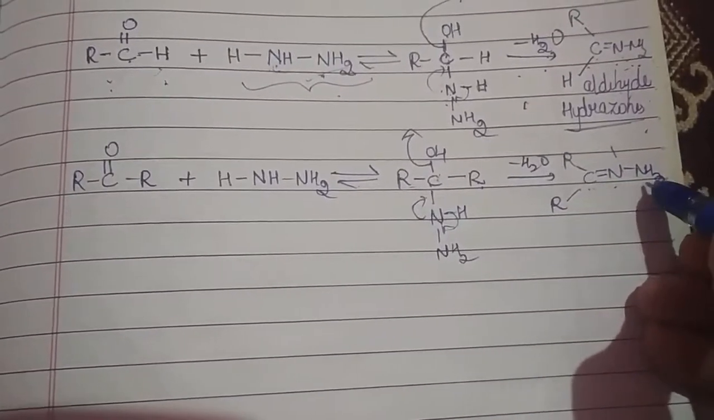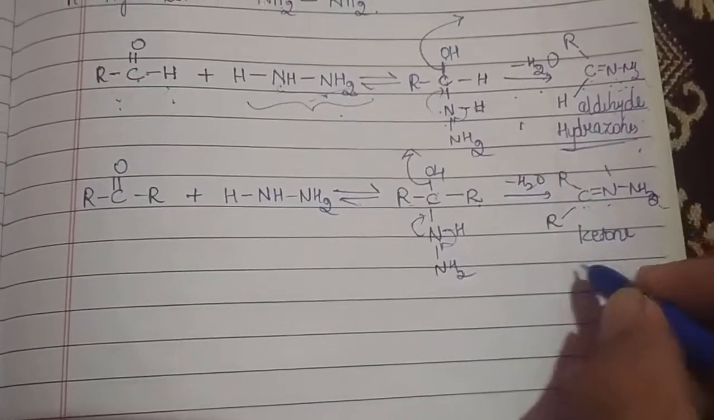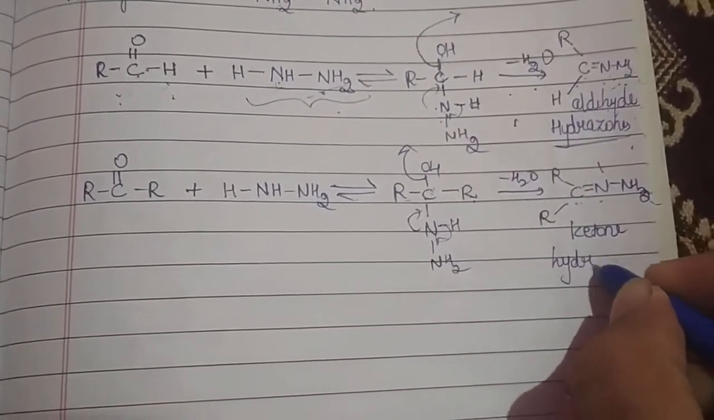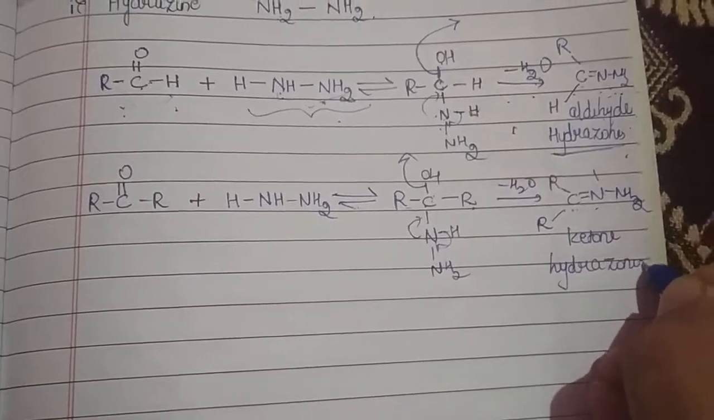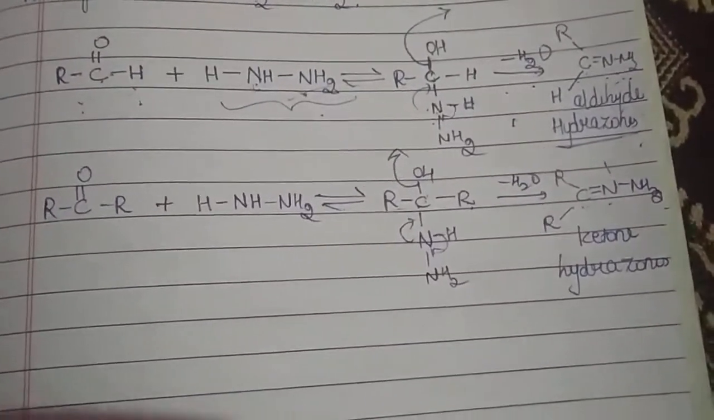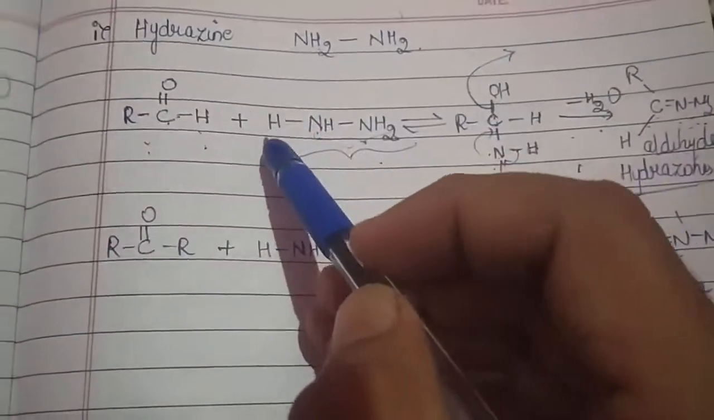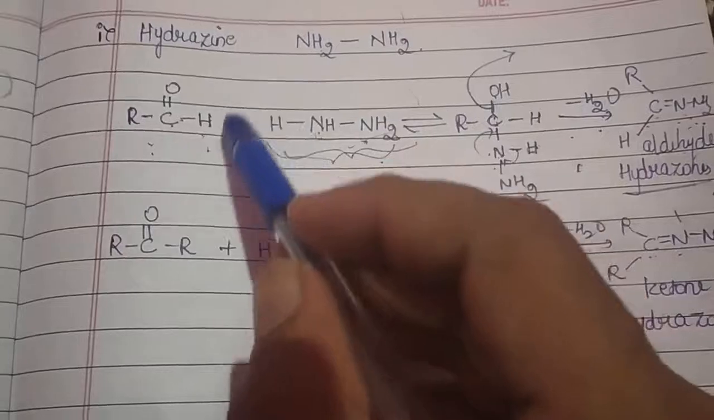C double bond N NH2. So what this will be called as more particularly ketone hydrazones. Ketone hydrazones, very much important reactions. Many times they can ask you, how can you obtain hydrazones? So you have to remember, whenever a carbonyl compounds are treated with hydrazine, the major important reactant is our hydrazine.